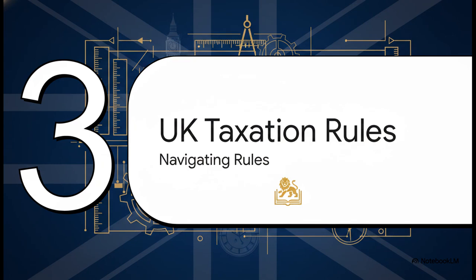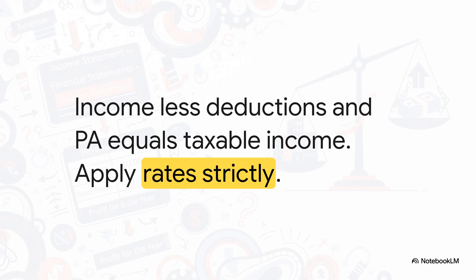Section 3. Navigating UK taxation rules. Okay, we're pivoting into the strict, uncompromising world of tax now, where precision is literally non-negotiable. Lock this one-line summary in your head right now. Income minus deductions minus the personal allowance equals taxable income. Then apply the rates in order.